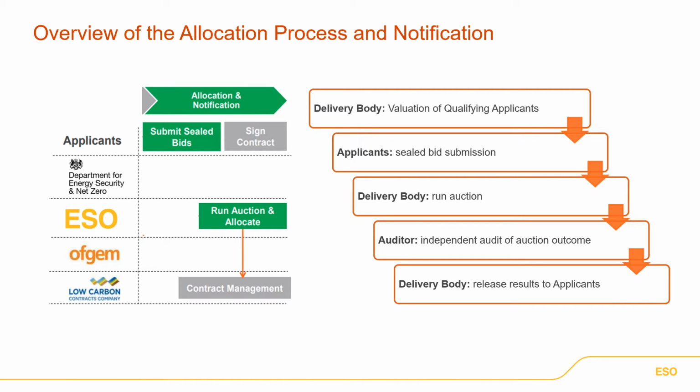Developers submit their strike price bid, which is the amount of money they need to receive for each megawatt hour of electricity generated. The strike price bid is confidential, and only the developer and the delivery body know what has been bid.